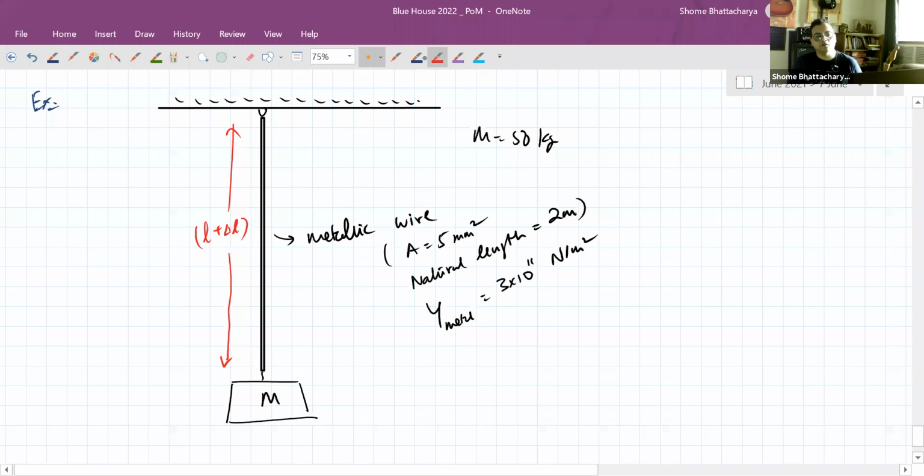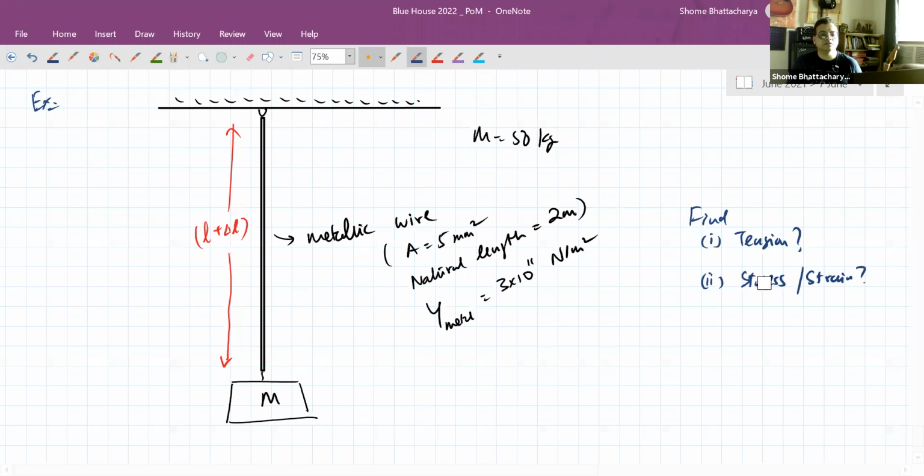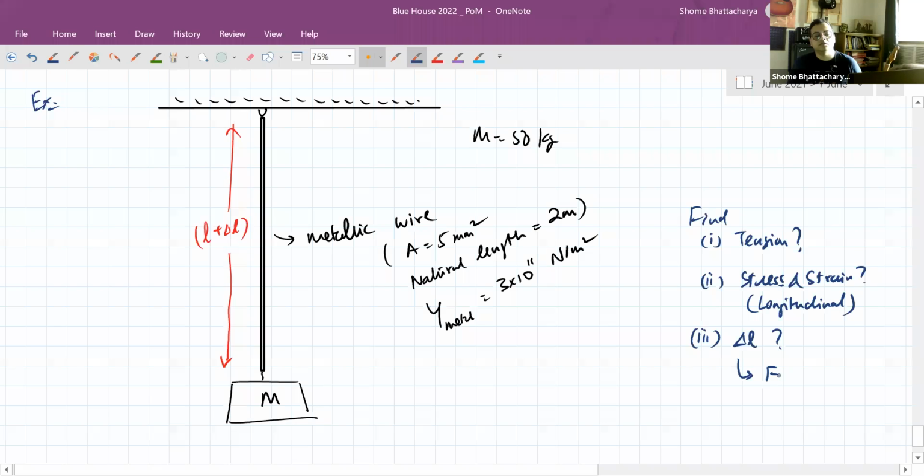So we have to find the tension, the stress, and the strain. Not, in fact, the ratio of stress and strain, but stress and strain separately. By that we mean longitudinal stress and strain. And from that we have to calculate the extension, how much it is. Take g as 10. So how much does this thin metallic wire get extended?